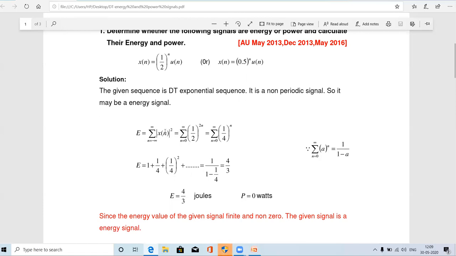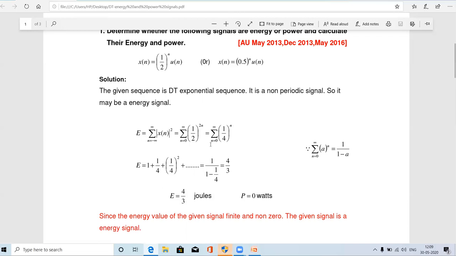What is the given signal x of n? 1 by 2 to the power n. So 1 by 2 to the power n, the whole squared, so 1 by 2 to the power 2n. Now 1 by 2 squared you calculate. What is 1 by 2 the square? It is 1 by 4. So for summation n equal to 0 to infinity, 1 by 4 to the power n.